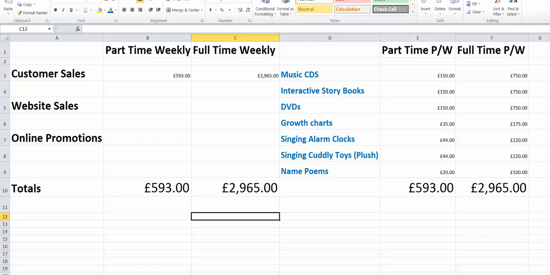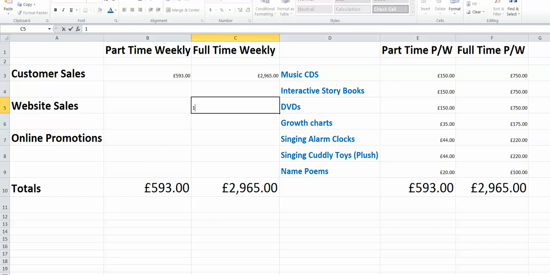Now, let's go back to our spreadsheet. And let's put that in as a figure for website sales on a weekly basis. Now, bear in mind, this is only 500 hits a month, and it's 675. Divide that by 4 weeks, and what we've actually got there is £168.75.